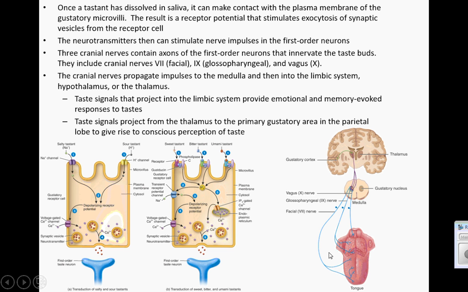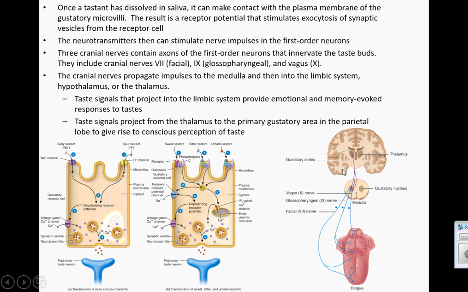Those 3 cranial nerves are going to propagate the impulses to the medulla, and then on to the thalamus, hypothalamus, or limbic system, just like we saw with smell. If it's going to the limbic system, we're talking about stimulating emotional and memory-evoked responses. Think back to a time when you were with your boyfriend and you ate something and you tasted it again and it brings back that wonderful memory.